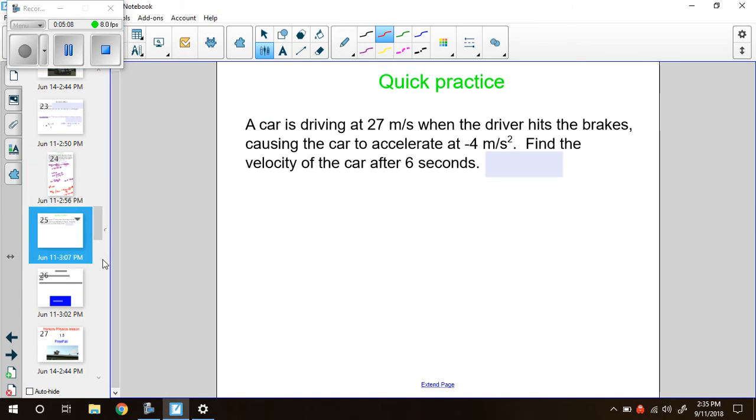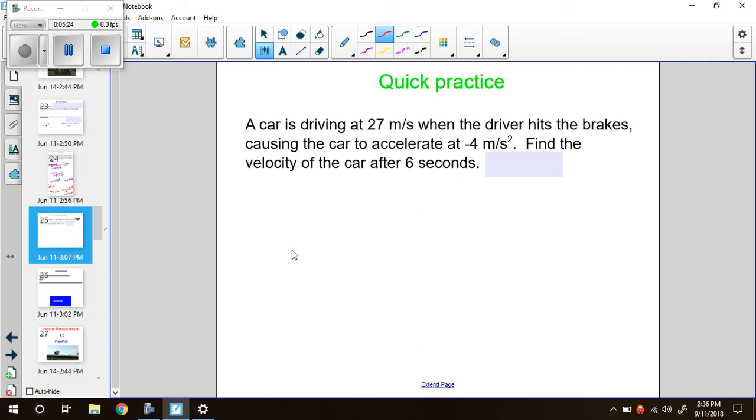So let's look at this one. This one you don't have to do any conversions because it's already set up for you. We have a car, it's driving 27 meters per second. The driver hits the brakes. The car accelerates at a negative 4 meters per second squared. Find the velocity of the car after 6 seconds.